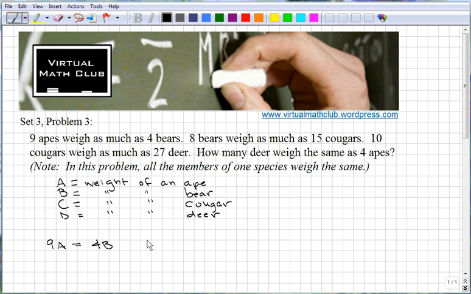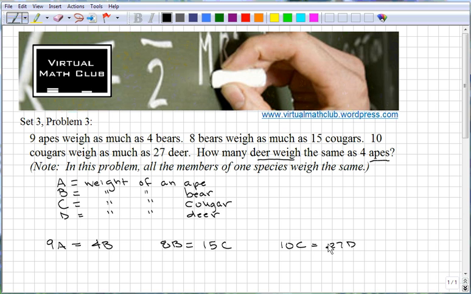Okay? So let's list out the rest of them. We have 4 bears weigh as much as 15 cougars. So we have 4B is equal to 15C. And then our last statement says that 10 cougars weigh as much as 27 deer. So we can say 10C equals 27D. Alright. So those are all our statements. And we're trying to figure out the weight of a deer, how many deer in terms of the weight of an ape.